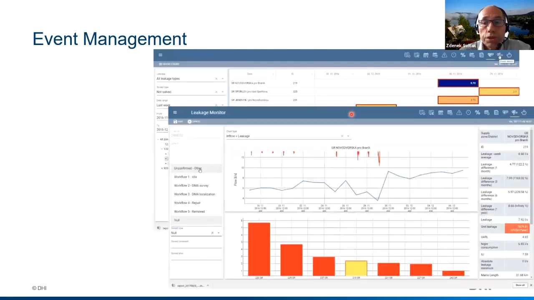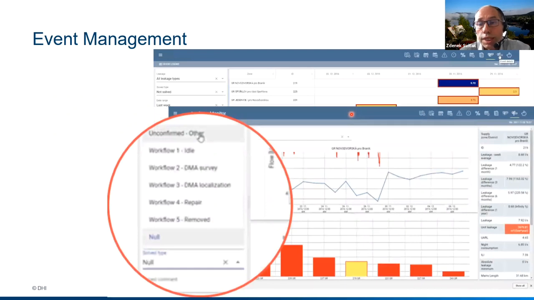The event management shall support the standard leakage event processing, and this could be very individual in each water utility, and the tool must support an individual workflow for process definition. Here you can see a very simple one, but it could be a quite complicated workflow. It means what happens if we have a new event and how it is processed in some water utility organization. The tool shall show the status of each event regarding this workflow, and also provide some trends or summarization of the overall status of this processing.